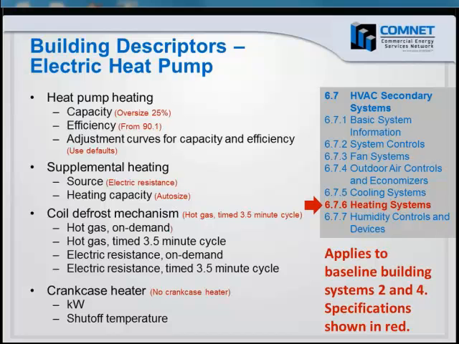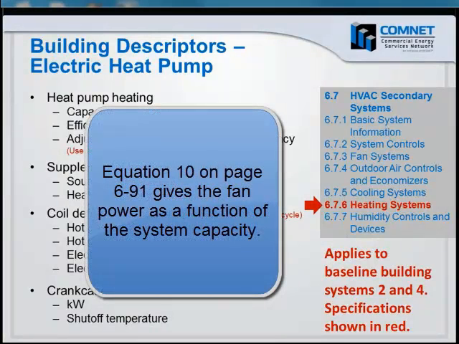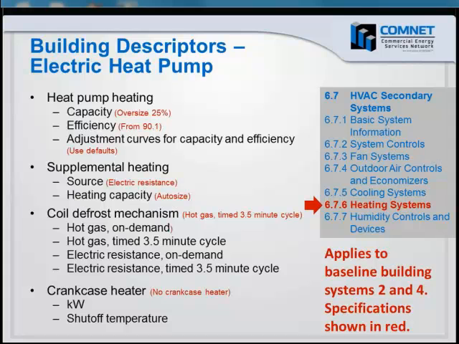Yeah, but the equation that I see in the COMNET manual requires the brake horsepower of the supply fan in order to make that calculation, which in the proposed building it's fine, you can find out what that is. But for the baseline equipment, you don't really know what that brake horsepower is. Yeah, that's true. I think we also have a recommendation on what the brake horsepower is as a function of the capacity. Okay, maybe we can follow up on that afterwards. Yeah, that's definitely.